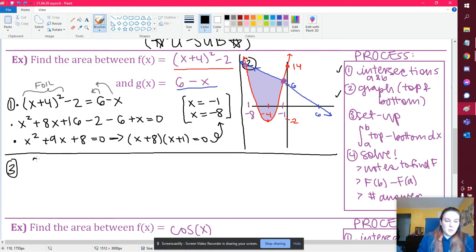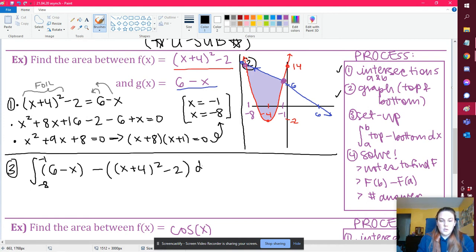The setup is we put the integral from -8 to -1 of the top function. I forgot to designate top and bottom. The blue one's obviously on top. So we're going to do 6 minus x minus the bottom function. The red function is clearly on bottom. And dx. We have now set up our function.